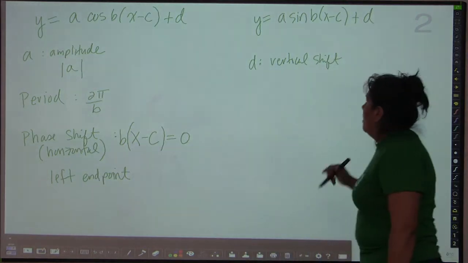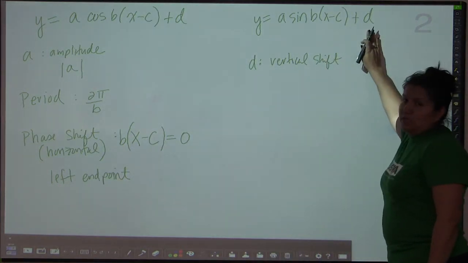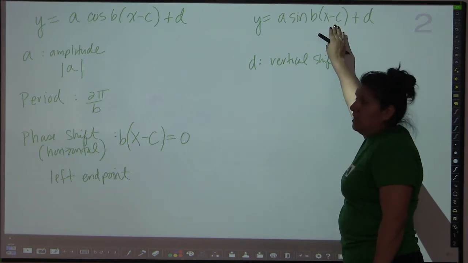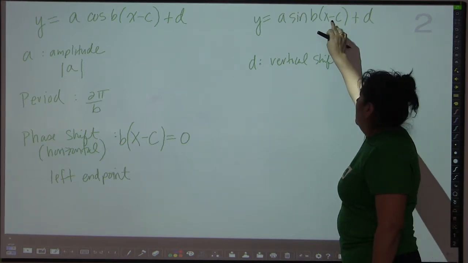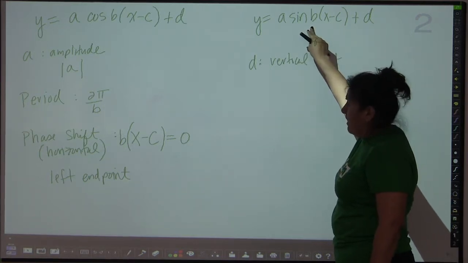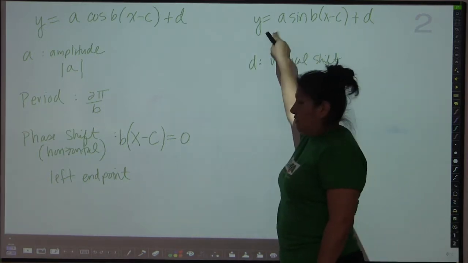So just like before, if you have a +5, it means that the graph's going to shift 5 units up. If you have a c value here, it's going to shift it c units left or right, depending on the sign of the c value here. B is going to affect our period, and A is going to affect our amplitude.